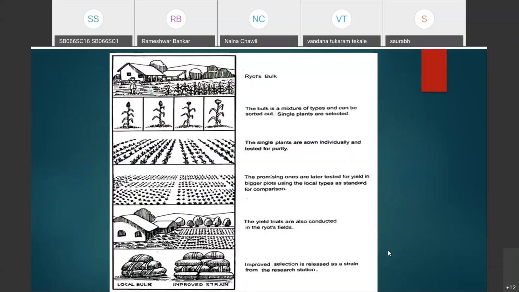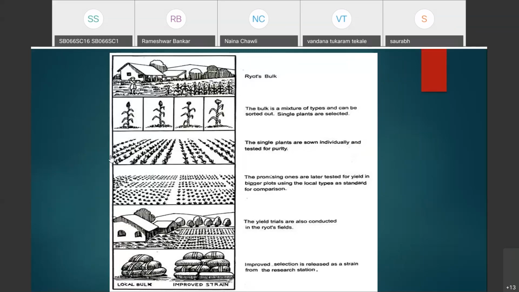Here you can see the diagram which is illustrating the various steps involved in pure line selection. In the first step, this is the farmer's field. Here is the bulk, a mixture of types that can be sorted out. Single plants are selected. The single plants are sown individually and tested for purity.